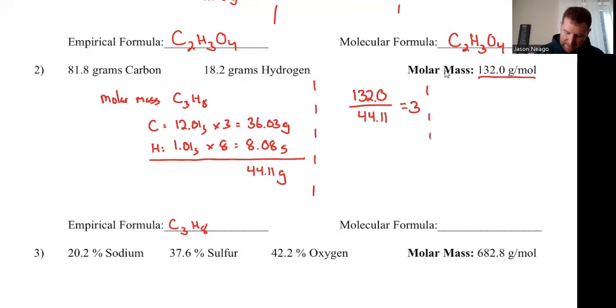Okay, and then the last step, what I'm going to do is take my empirical formula, which is C3H8, and multiply it by the value that I got in step number 2. So I'm going to multiply everything by 3. So now my value becomes C9H24. So that would be my molecular formula.